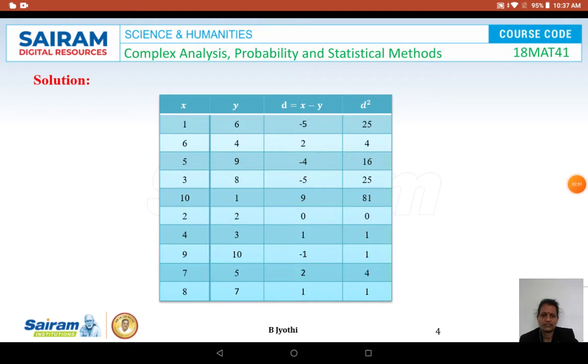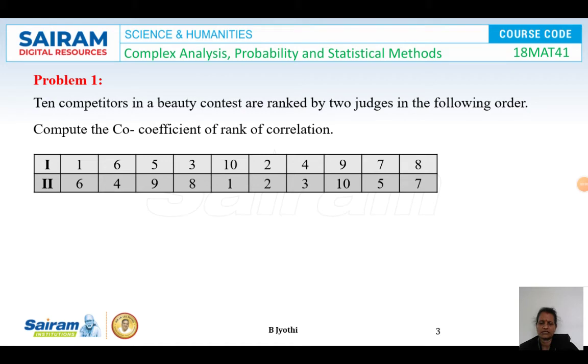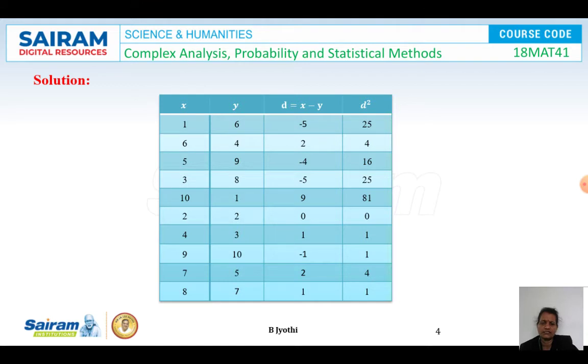Now just look at the table that was given to us in the previous one. See, this is the table which consists of the 10 candidates' ranks. So we have done this.